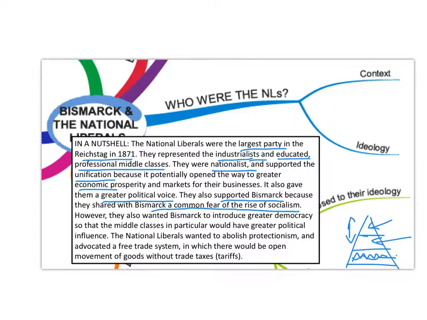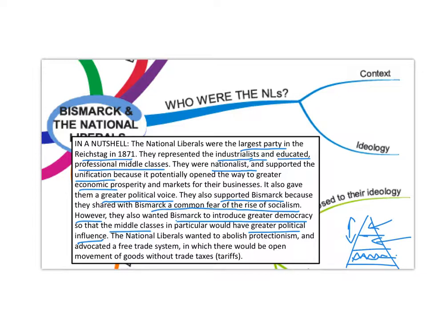However, and there is a however, although they supported Bismarck, they also wanted Bismarck to introduce greater democracy than they actually had in 1871. As we know, the new imperial constitution in the end did give a great deal of influence to the elites, in particular to the Prussian Junkers. And so they wanted the middle classes in particular to have more political influence than they were given. Yes, 1871 was a big step forward, but they wanted more.